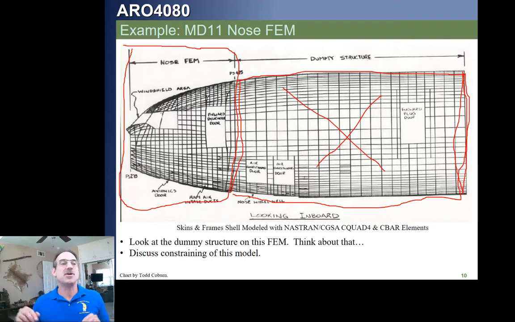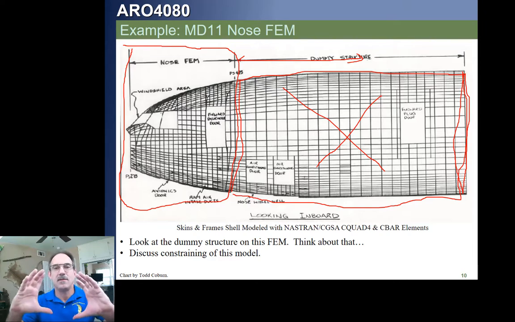It is called dummy structure because we're not looking at any of the results in that part of the model. That's just there in order to make sure that the boundary condition is right by the time we get here, because a very thin skin structure doesn't have a lot of support, it only has support in certain directions. In order to simulate that best, the best way is to put a dummy structure that's about the size. So if this diameter is 180 inches, then you'd want this dummy structure to be about 180 inches or more. So usually if you have about this big of a model, you want to go about that far behind the model before you constrain it.